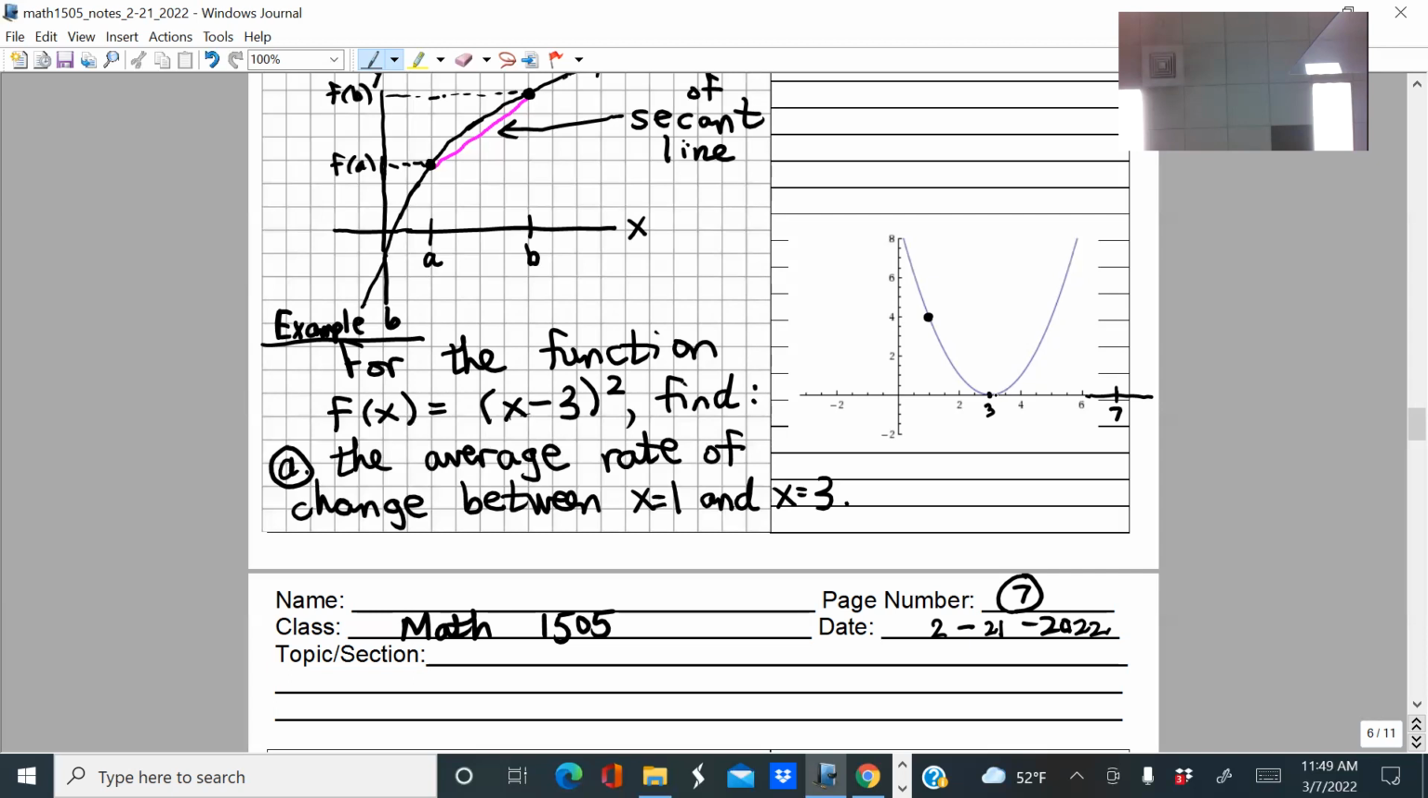What the average rate of change tells you is how fast that curve is decreasing from x equals 1 to x equals 3. Remember, that average rate of change is going to be the same as the slope of this line. You're just going to treat the curve as a straight line, and calculate the slope of that straight line. That straight line is called the secant line. So what's that going to be? Average rate of change.